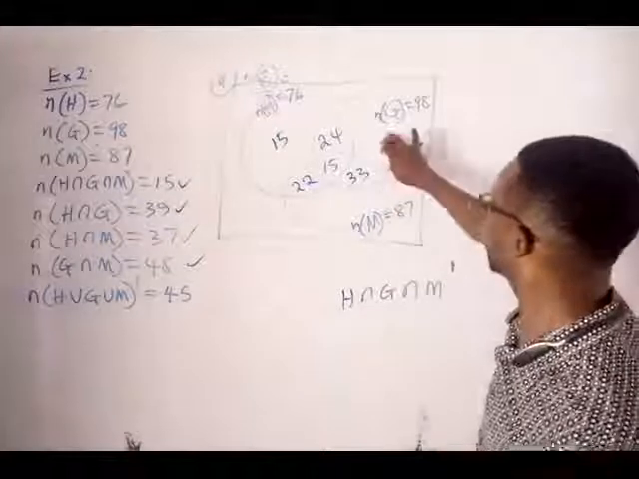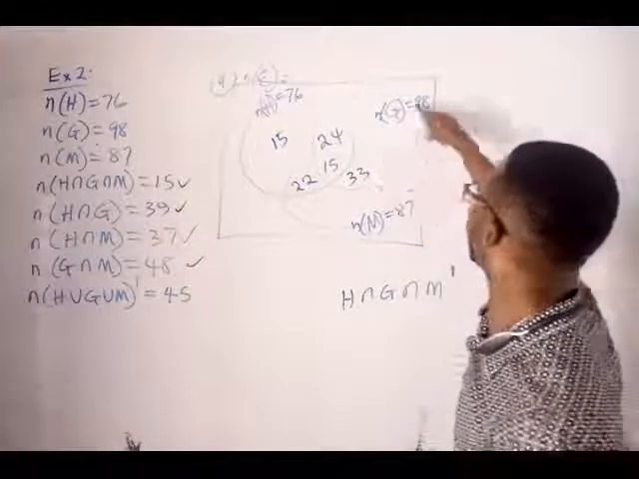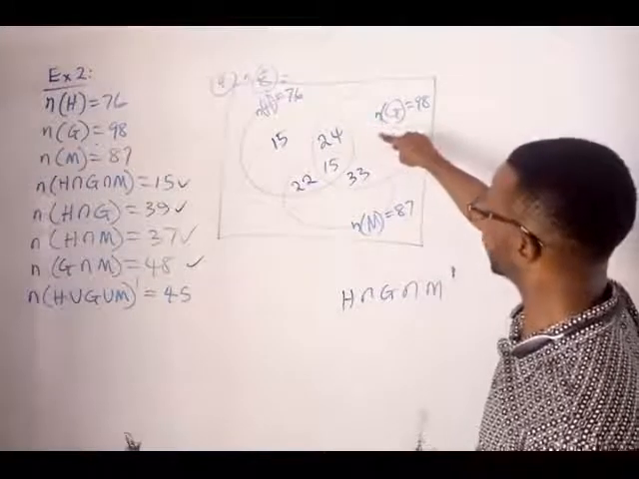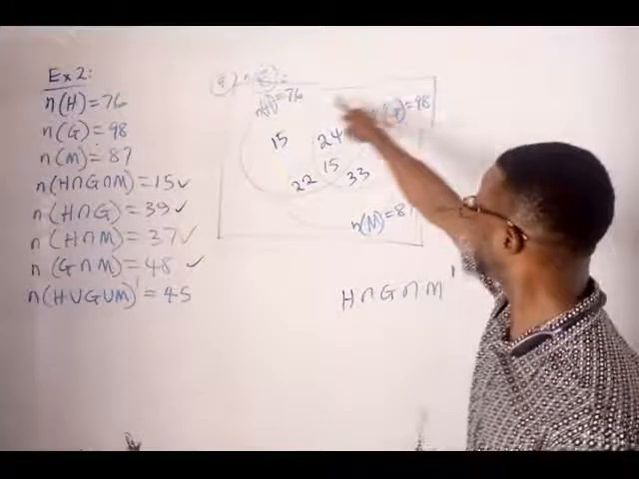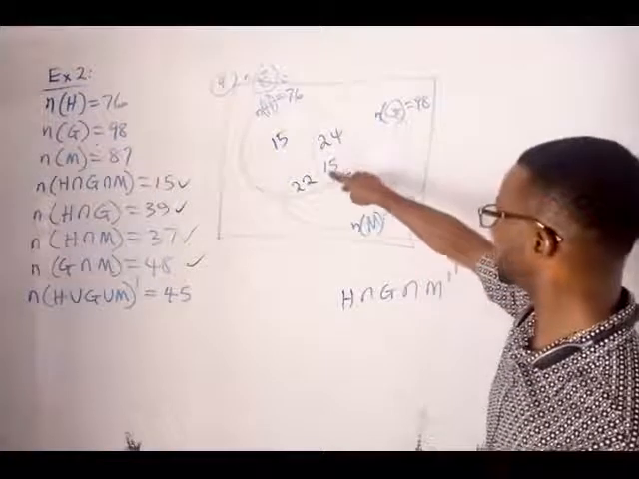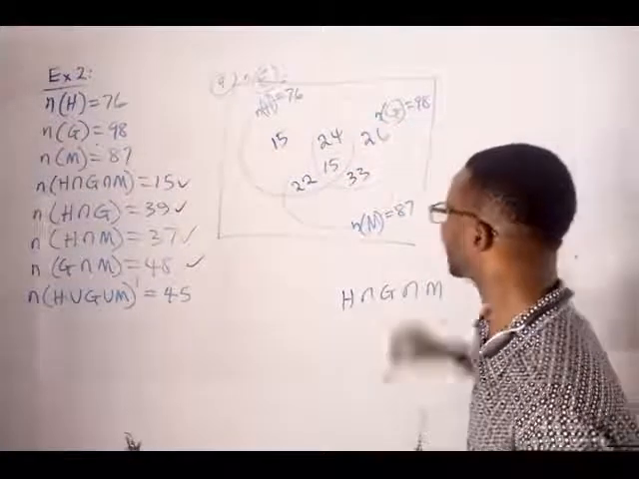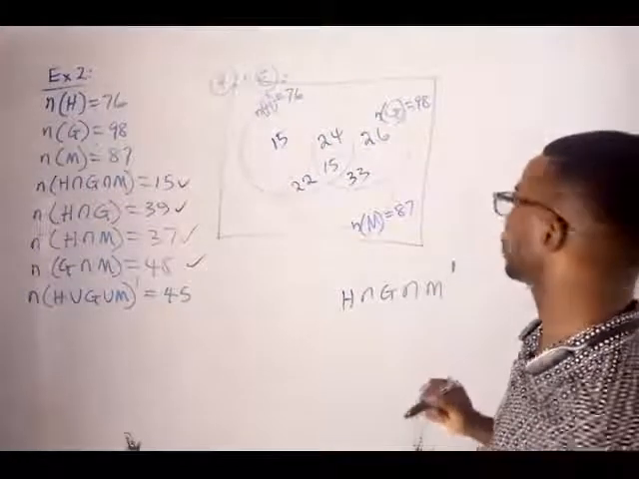So for us to get this place, this whole circle is 98. So for me to get this place, which is geography only, I will do 98 minus 24 minus 15 minus 33, which should give me 26. You can try that using your calculator.